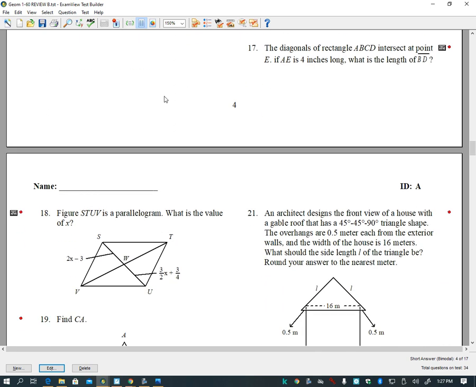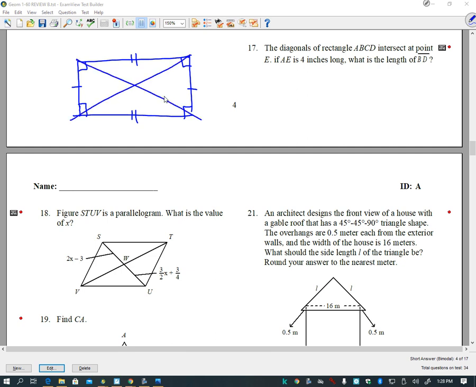Okay, let's see, number 17. The diagonals of a rectangle ABCD intersect at point E. If AE is 4 inches long, what is BD? The more of these properties that you know on rectangles, the less work you actually have to do. But for our sakes, we're going to draw it. We know that a rectangle looks a bit like this. It's got diagonals. We're going to say A, B, C, and D.